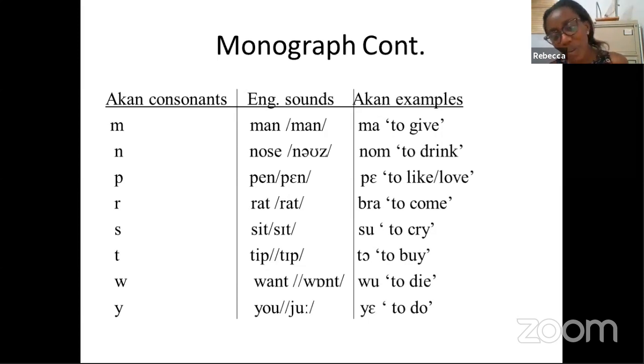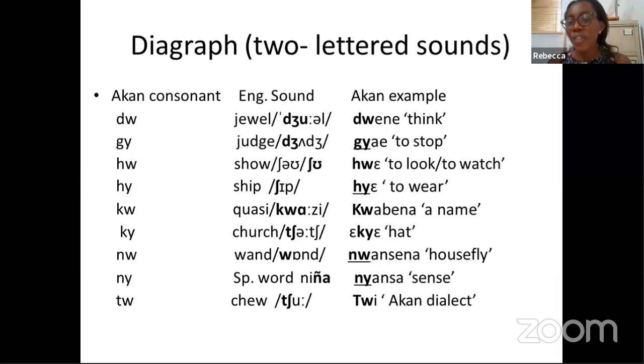So the Akan word is to. Then we have the w in want. You see that in the Akan example, wo. And then the y in yes, ye. Very good. So we've come to the end of the monographs. So let's come to digraphs.